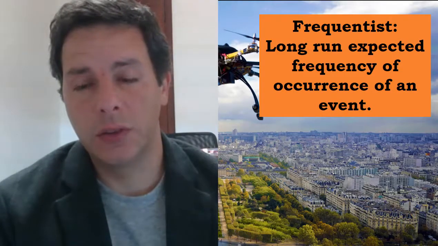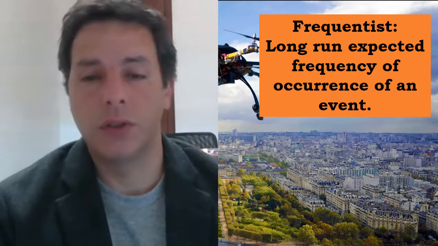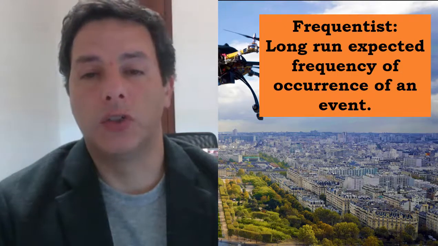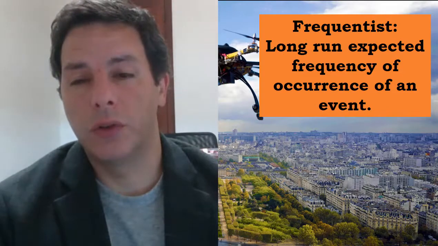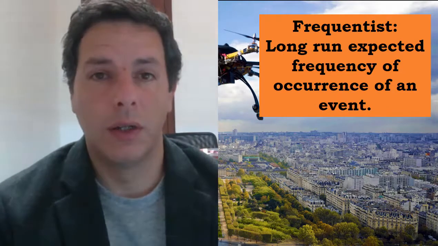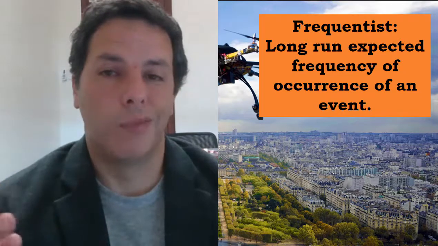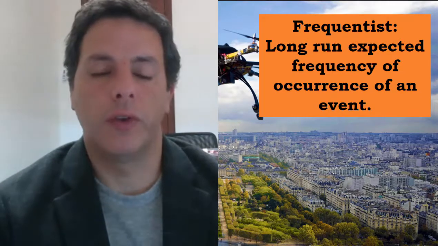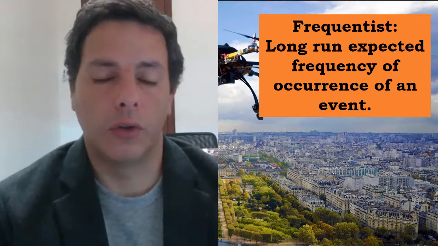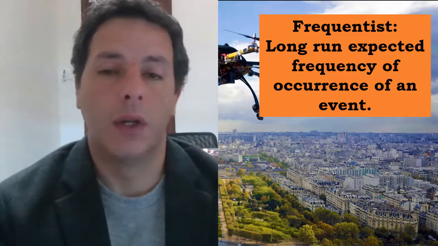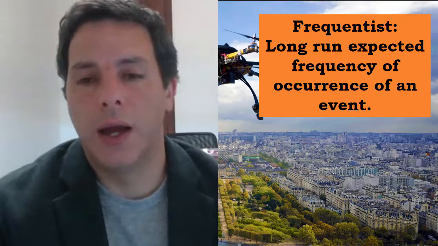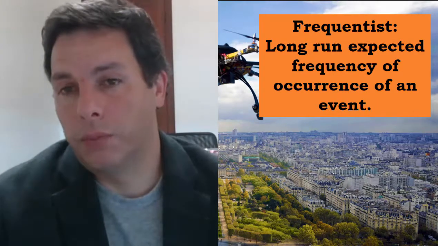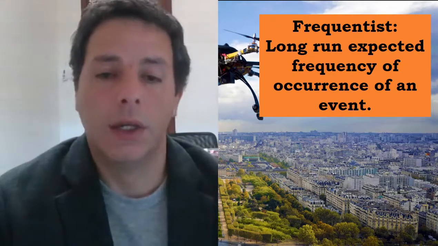the frequentist, sometimes called the objectivist, which says that probability is the long-run expected frequency of the occurrence of an event. So basically, the model, or the best metaphor for this, is to toss a coin several times, and then the expected frequency of heads is 50%, and that would be the probability of that event.